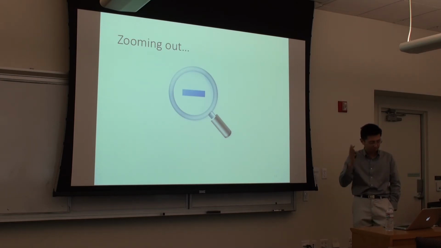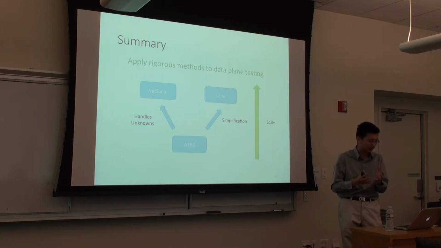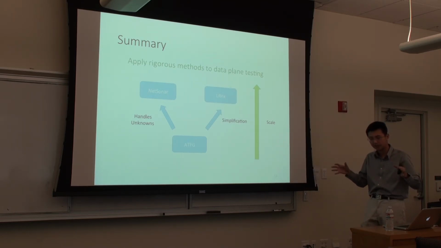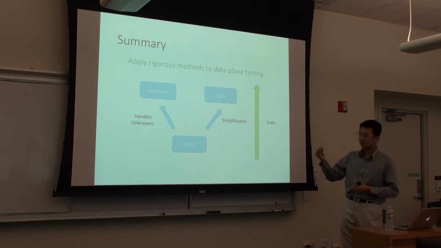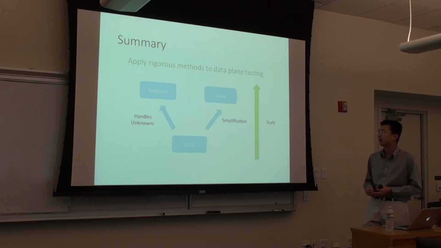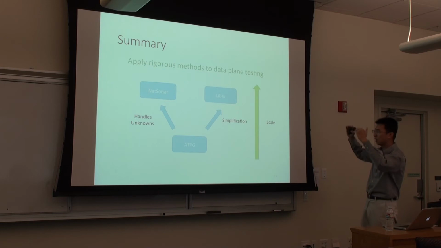Okay, time to zoom out and conclude my presentation. In this talk, I describe how to apply rigorous methods to data plane testing. We start from ATPG, which sets a foundation of automatic data plane testing and coverage. And then NetSonar enhances ATPG by handling the unknowns in large data planes, with graph testing techniques. And then Libra takes an alternative approach. Instead of adding to ATPG, it simplifies ATPG's model by using static testing and focusing on destination-based forwarding rules. So the result is that both NetSonar and Libra can achieve higher scale.